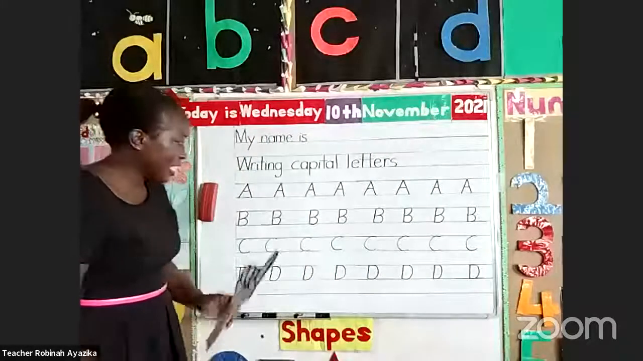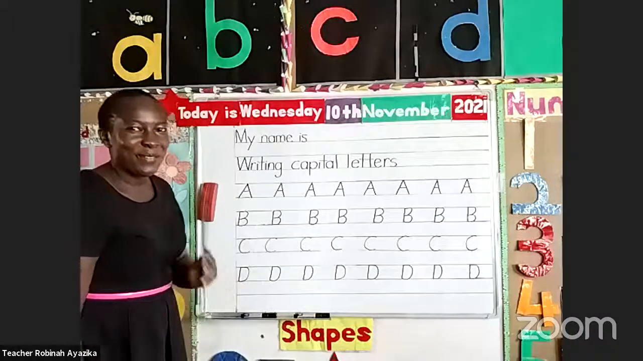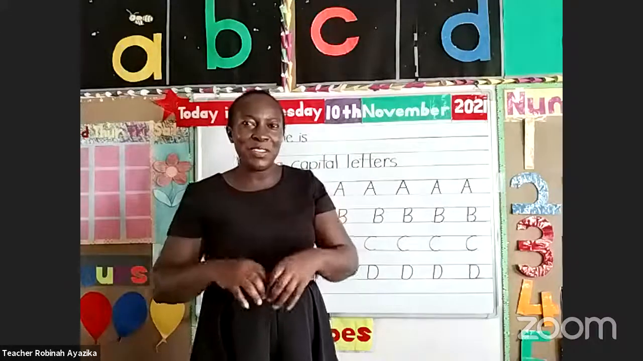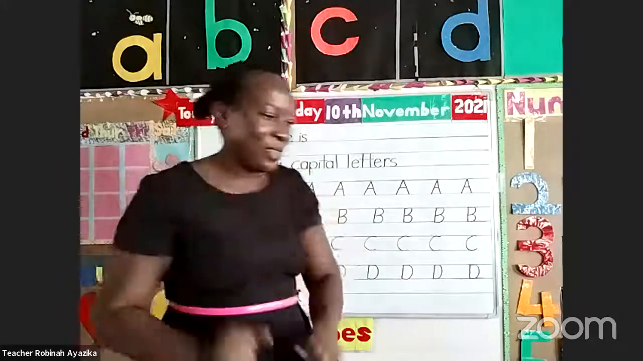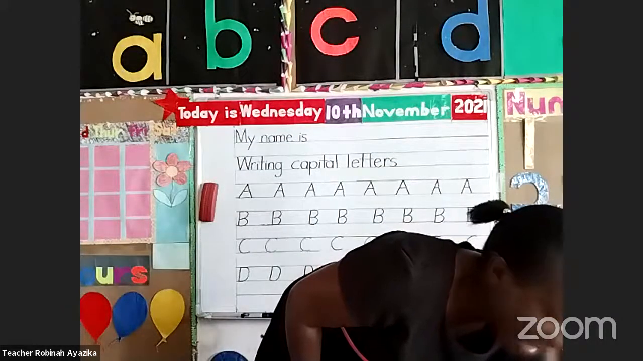Let us sing and see. A, B, C, D, E. Very good. Thank you, Ella. Flowers for you. Receive those flowers. So let us write capital letter E.